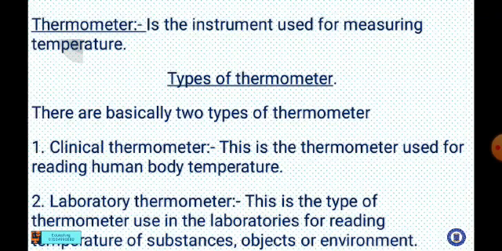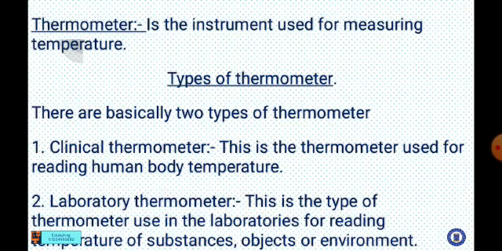Types of thermometer. There are basically two types of thermometer. One, we have the clinical thermometer. This is the type of thermometer used for reading human body temperature. These are the types of thermometer used in different hospitals and our homes to read the body temperature of human beings.